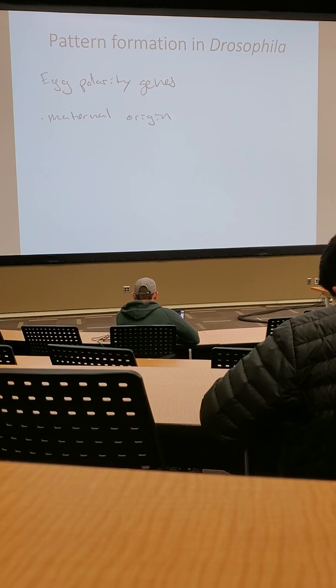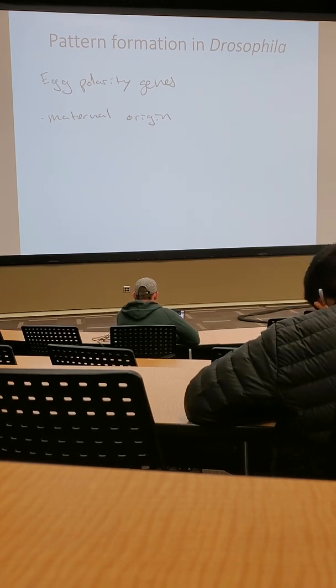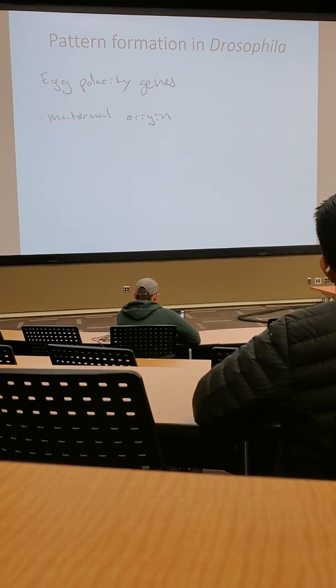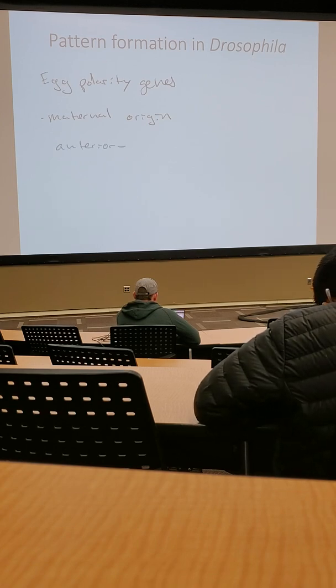Eggs, whether they're Drosophila eggs, plant eggs, seeds, or human embryos, are pumped full of RNA and protein. So that would make sense that some of them have a function. The maternal origins are really important for determining anterior-posterior axes, those like front and back, and dorsal-ventral.